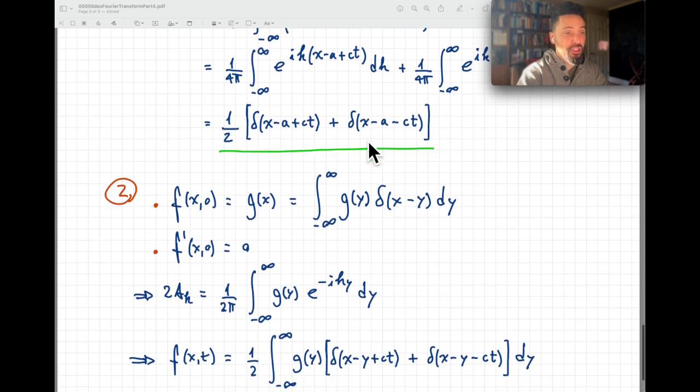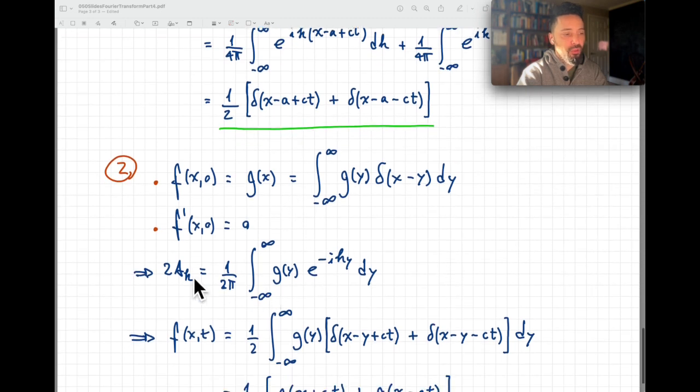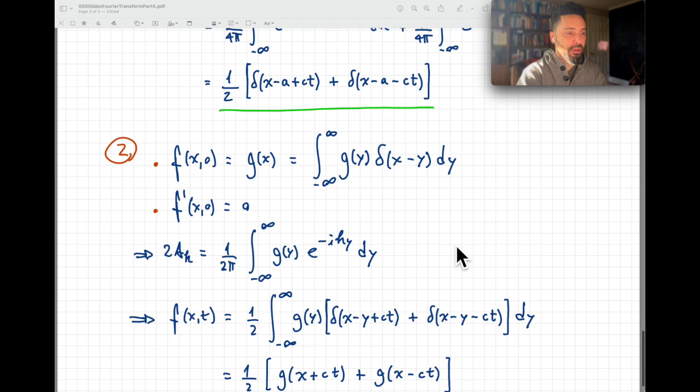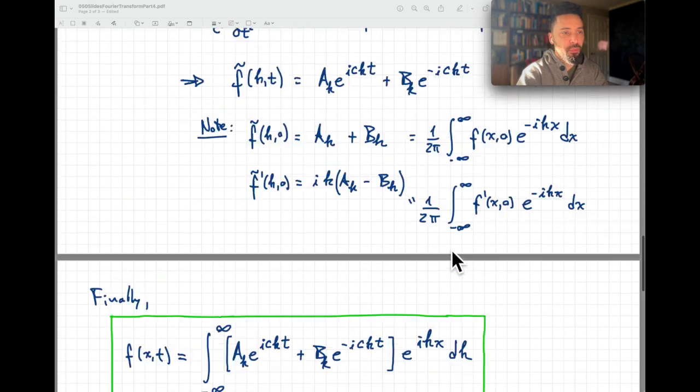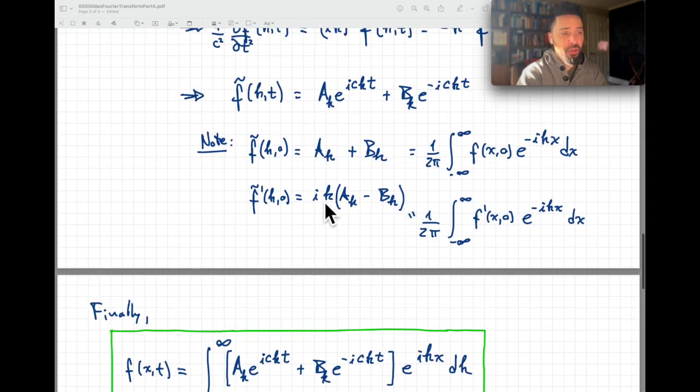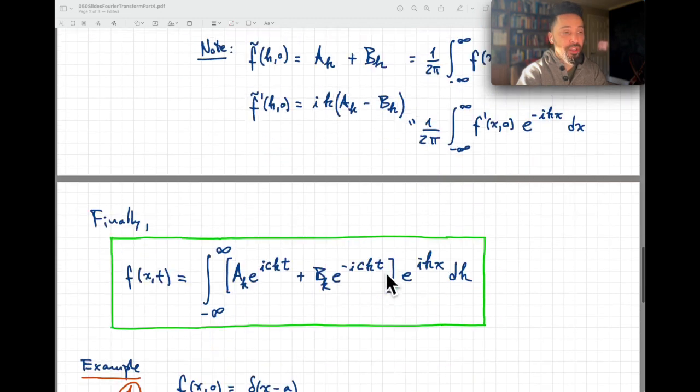And you can check, you can see easily that if you do the Fourier transform of this f of x comma 0, of this g of x, then that's what you get. That's what determines a sub k. Our initial velocity profile is just 0, and so that means that ak is equal to bk, and you can see that that's going to be true just from this equation. And here again, even though I missed the c here, the fact that the initial velocity profile is 0 means that ak is equal to bk for all k.